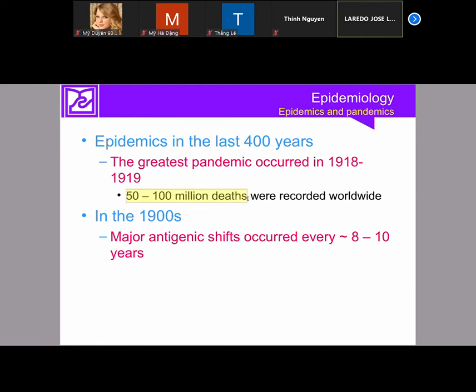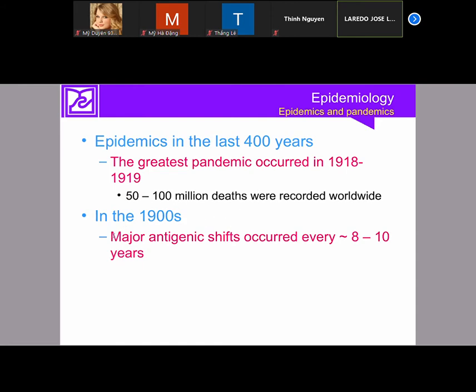To compare, for example, the current pandemic that we suffer with the new coronavirus, until now, the deaths in the world are less than 100,000. Until now. Look, this pandemic of influenza 100 years ago, between 50 to 100 million people died. And most of these people who died were very young, younger than 65 years. This is the worst one.